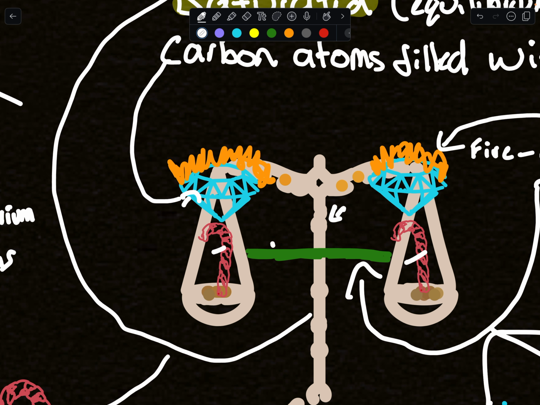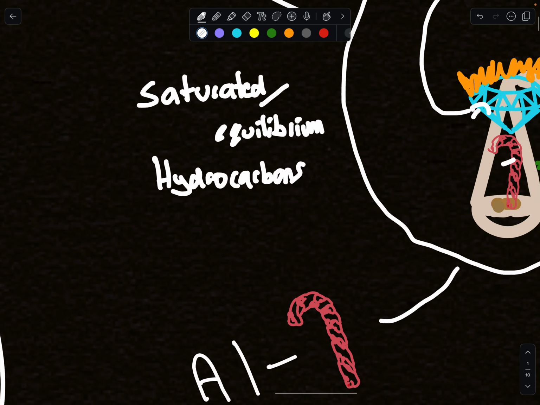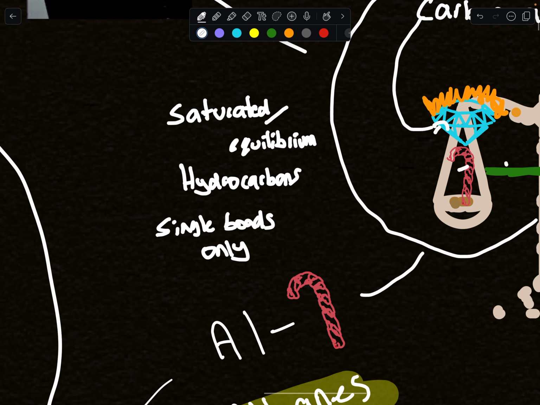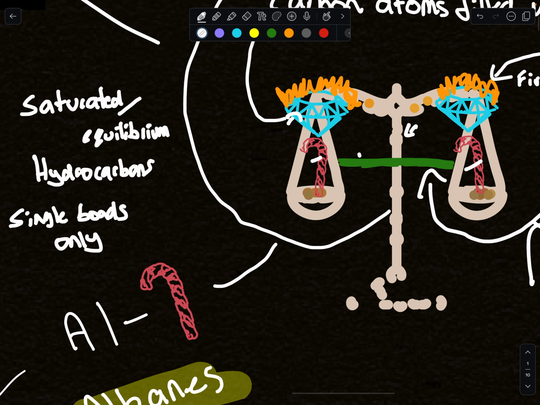This green thing here is a bond. And what type of bond is this? It's a single bond. That's what we see. Single bonds only. That's what alkanes are. They are carbon compounds, hydrocarbons, that are saturated with only single bonds.